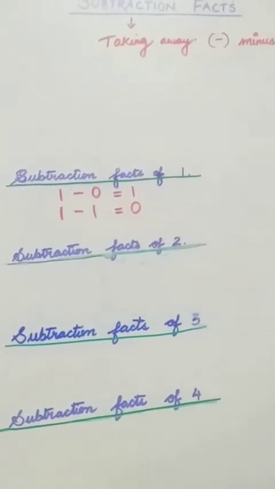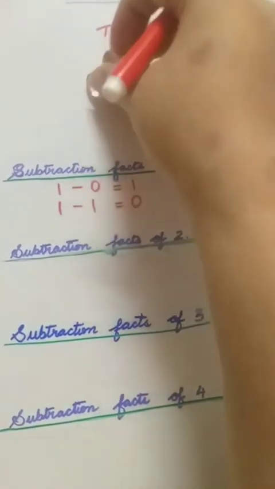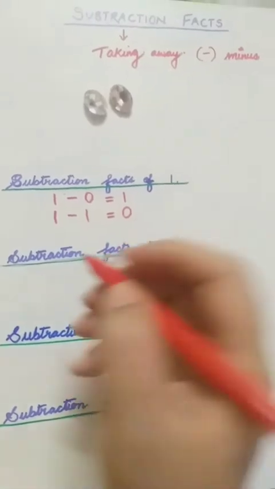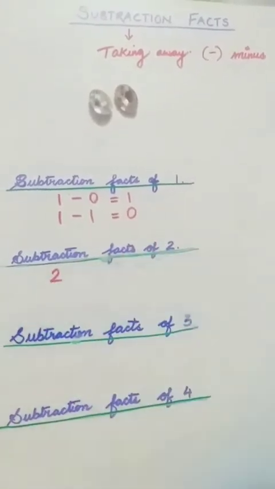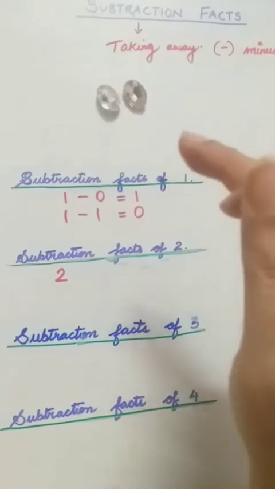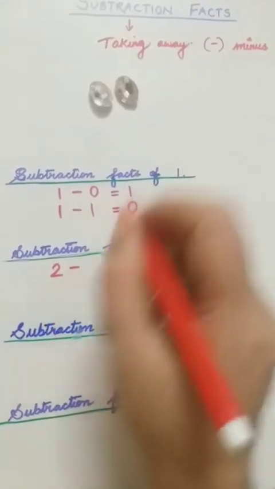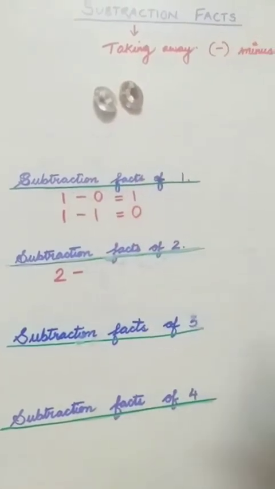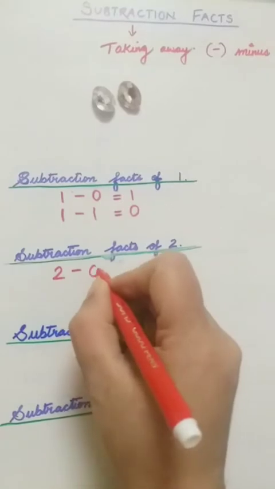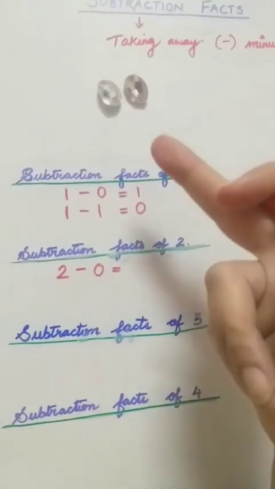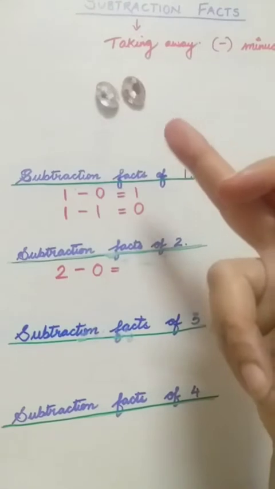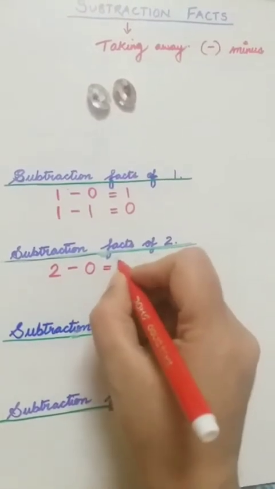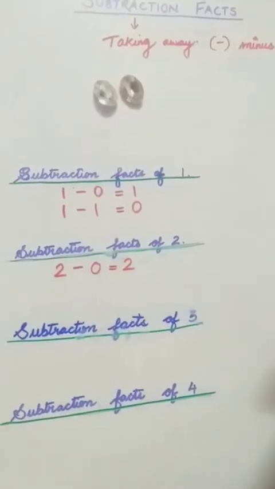So for this we need 2 buttons. Here we have 2 buttons. So our first number will be 2. 2 minus nothing. I am not taking away anything in the first subtraction fact. So 2 minus 0 is equal to, how many are left over here? Correct, 2. So 2 minus 0 is equal to 2.